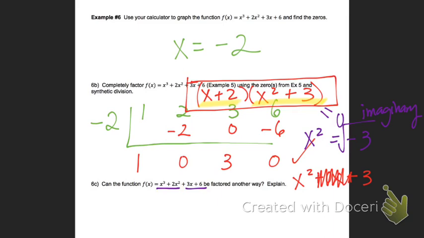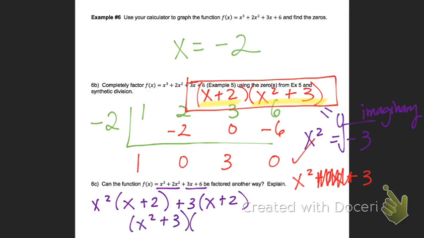So what do you pull out of the first 2? X squared. You're left with x plus 2. Then what do you pull out of the second 2? 3. You're left with x plus 2. So my final answer is x squared plus 3, x plus 2. So you could have done grouping. Yeah, why don't we just do that? Because it doesn't always work, Tommy. Just sometimes.